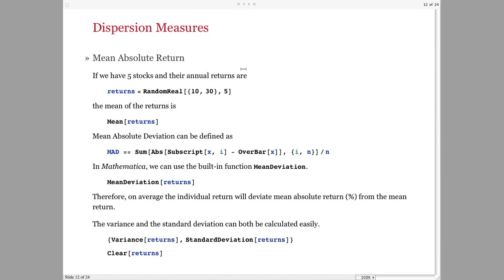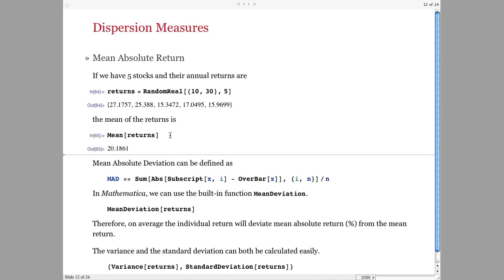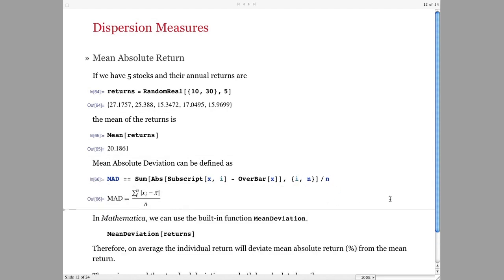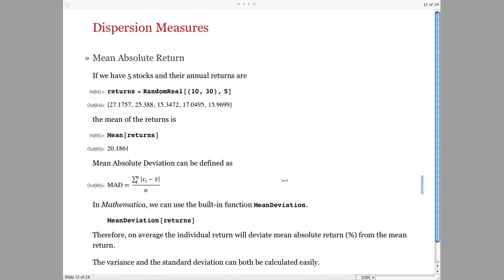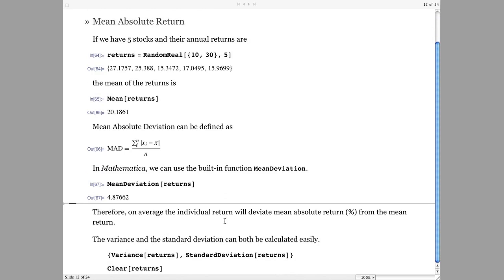Let's define 5 stocks and their annual returns. The mean of the return. The mean absolute deviation can be defined with this formula. In Mathematica, we can use the built-in function MeanDeviation to find the mean absolute deviation. Therefore, on average, the individual return will deviate by the mean absolute deviation from the mean return.